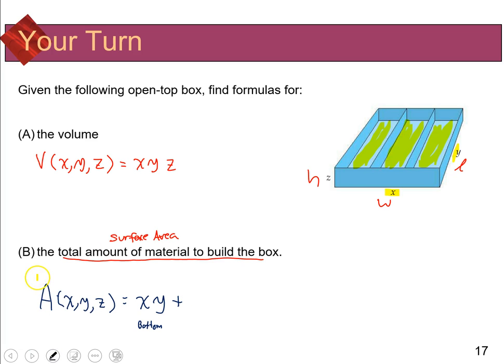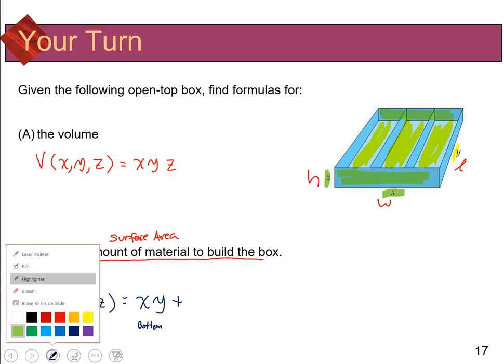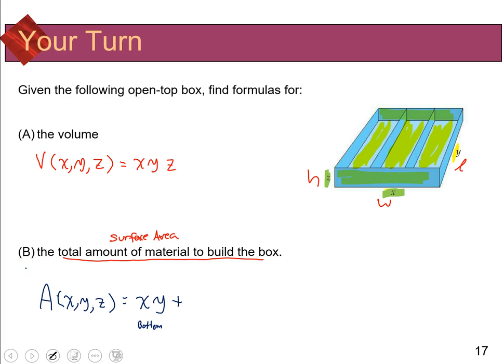So another part of the box would be my front and my back. Now each one of those has a dimension of x times z. So I'm going to have 2 times x times z, and again that's going to take care of front and back.